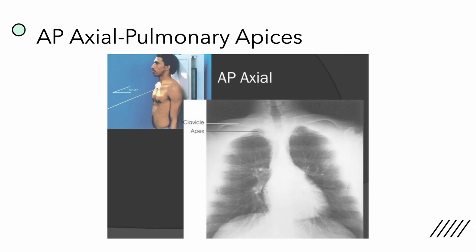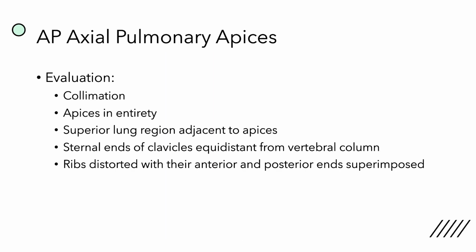So when we're doing this, again, I want to see proper collimation, be able to see apices in their entirety, the superior lung region adjacent to the apices, the sternal ends of the clavicle, again, equidistant, make sure the patient's not rotated, and that the ribs, again, are superimposed.